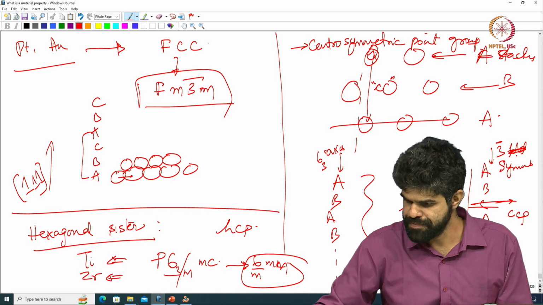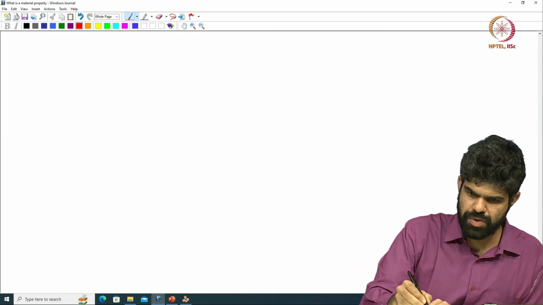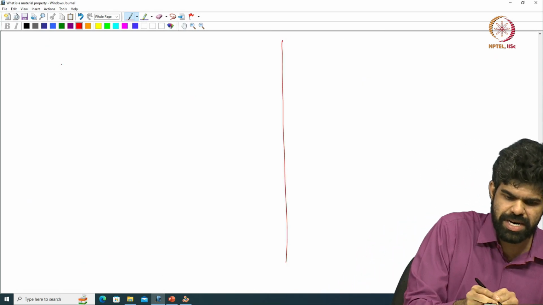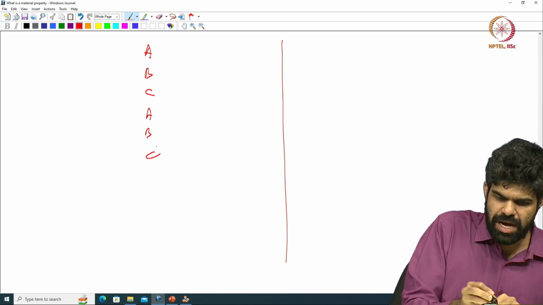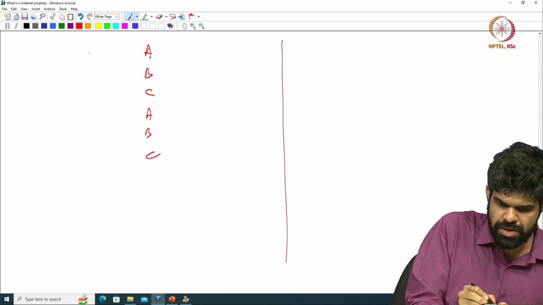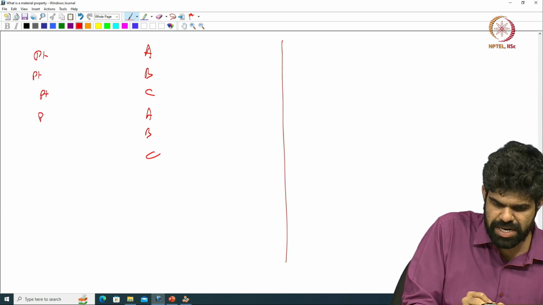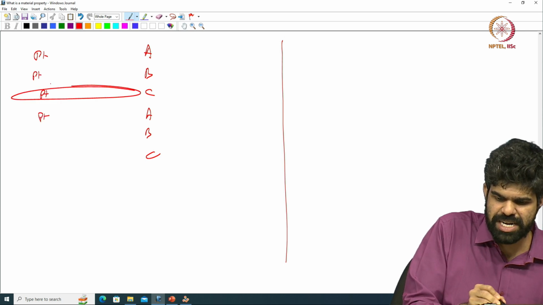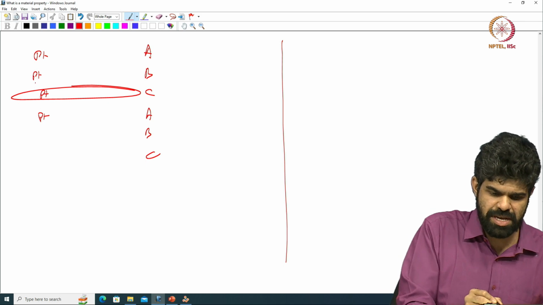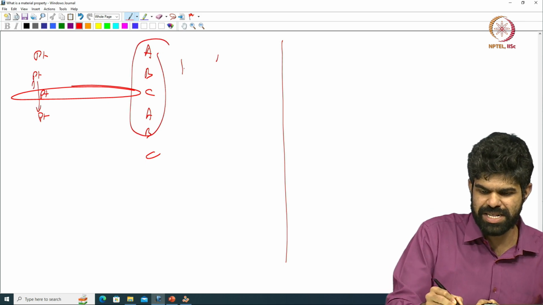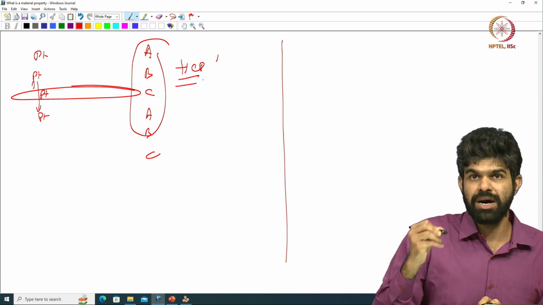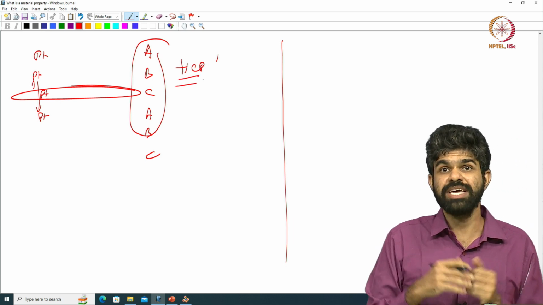if I have platinum, or if I have any FCC metal, right. So I have ABC, and this is platinum, this is platinum, these are platinum atoms. I put some vacancies of platinum and just condense this. That means I make bonds between these two planes. Then it locally becomes a hexagonal structure, right. So HCP, close packing with a hexagonal structure.